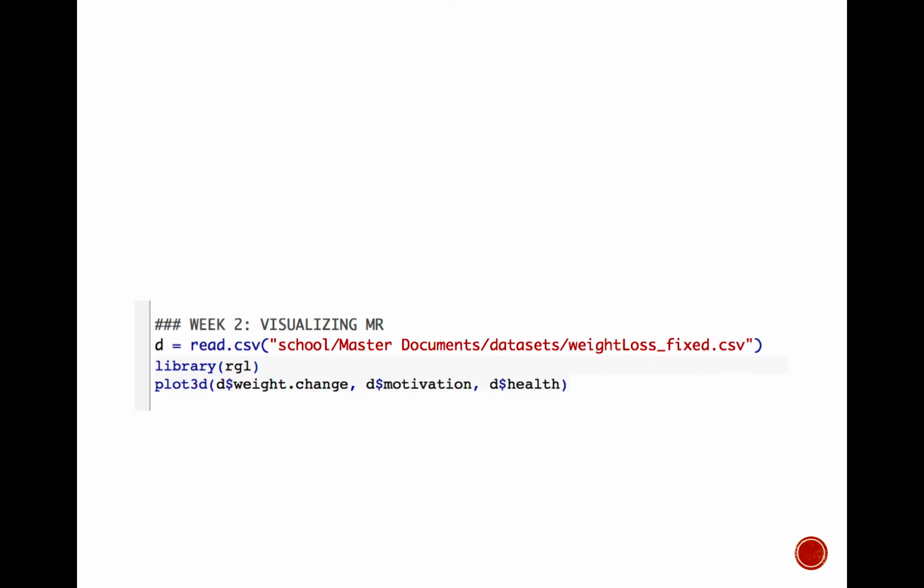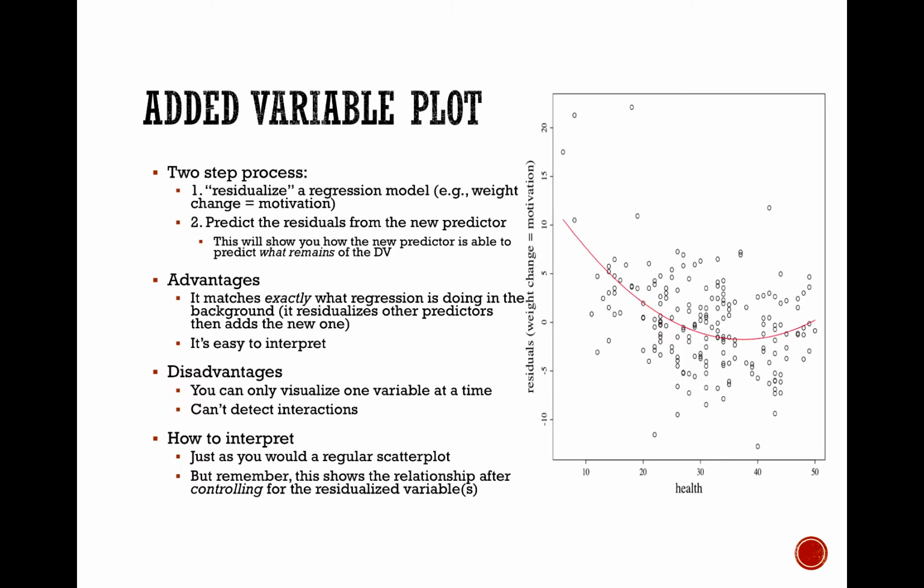Anyway, I think this is the way that I default to doing it, is through the RGL package. And what you do is you type plot3d, open parentheses, and then whatever is on the y-axis goes first, and then I don't remember, I assume x comes next, and then z comes last, but play around with it, see what you get. All right, so that was the first way of visualizing multiple regression.